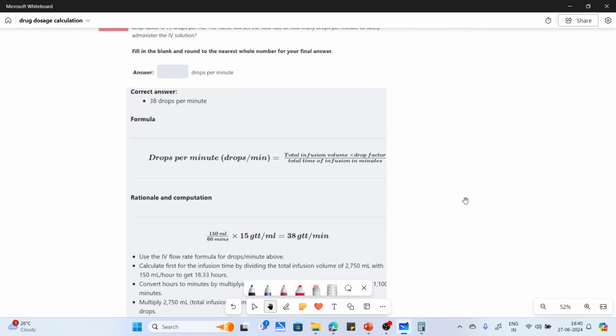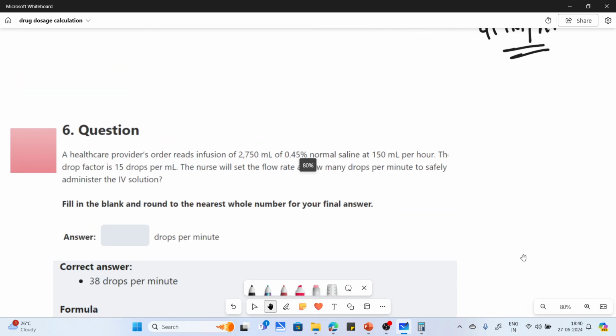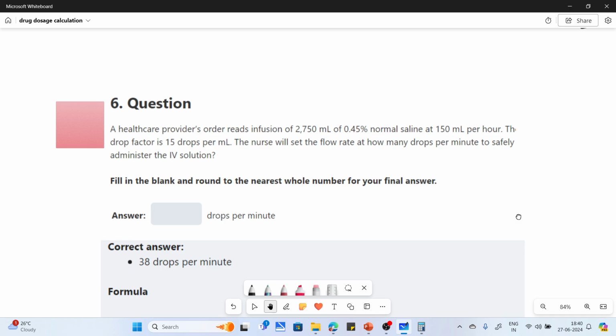Okay, now this question you people do. Now you have to answer, those who are online. So here the question is, a healthcare provider orders infusion of 2750 ml of 0.5 normal saline to be given 150 ml per hour, and the drop factor is 15 drops per ml. The nurse will set the flow rate for how many drops per minute to safely administer the IV solution. So this is the question.